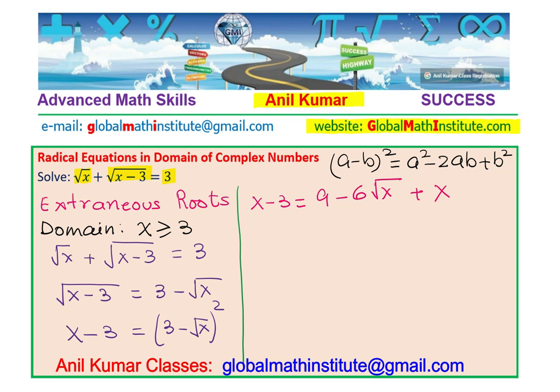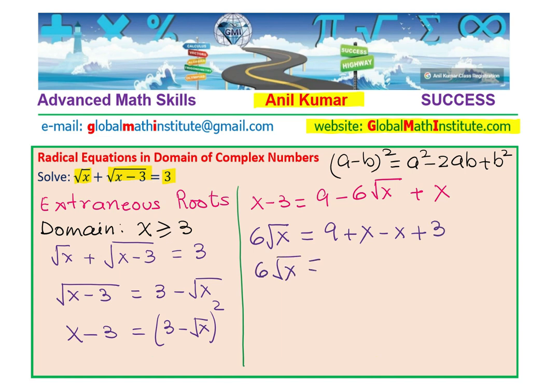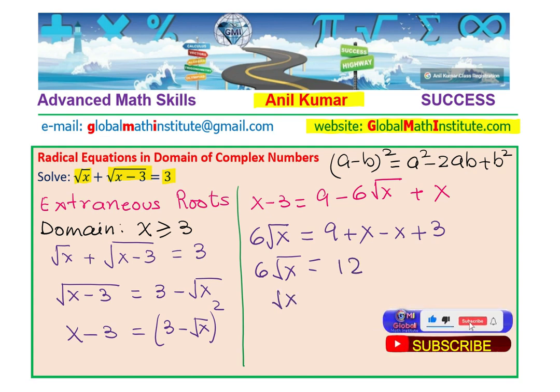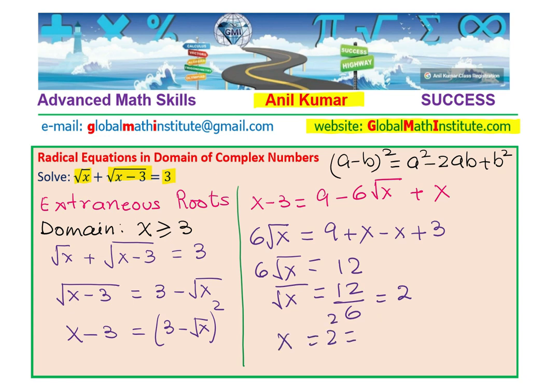Perfect. Now we still do have a square root x term on the right hand side. We need to solve for that. So bring it to the left: 6 square root x equals the other terms on the right. We get 9 plus x minus x plus 3. Makes sense? So you get 6 square root x equals 9 plus 3, which is 12. x minus x is 0. So square root x equals 12 divided by 6, which is 2. So x will be the square of 2, which will be 4. So 4 is our solution for this particular equation.